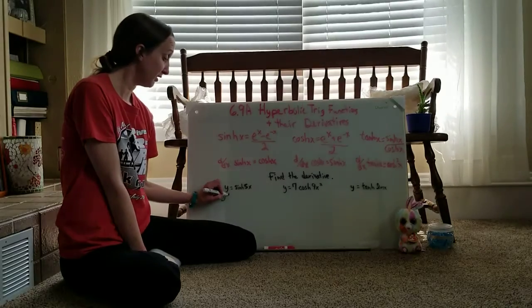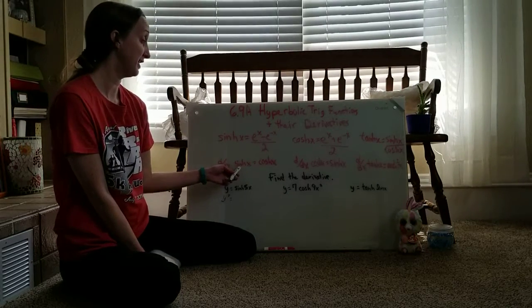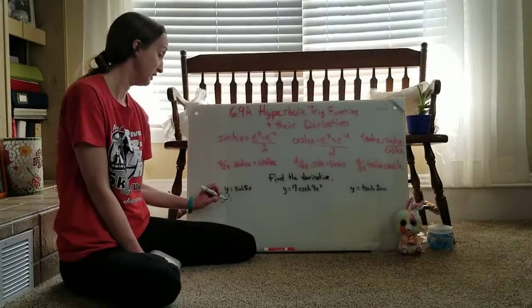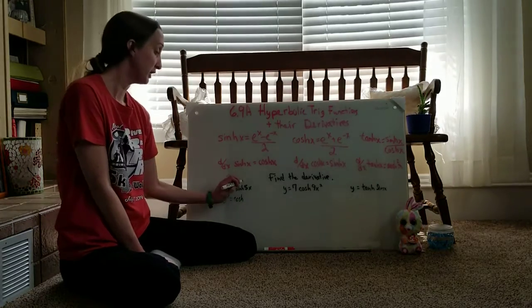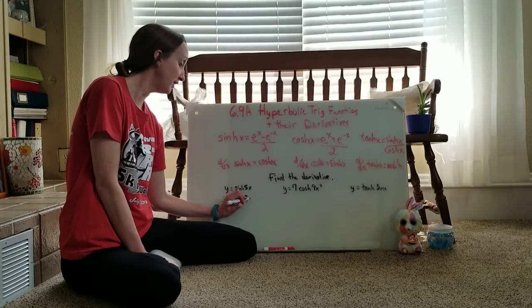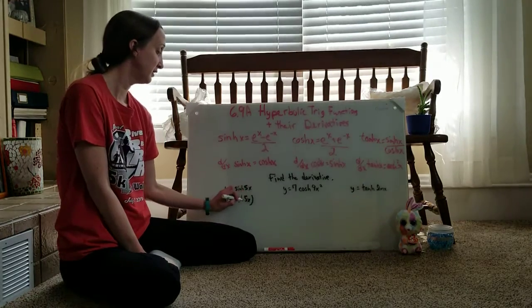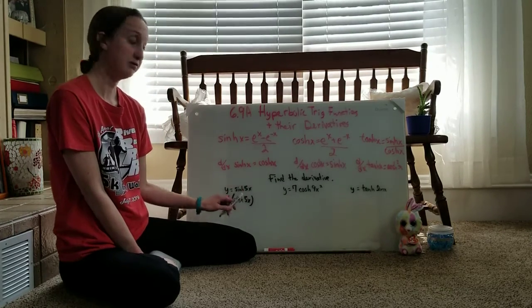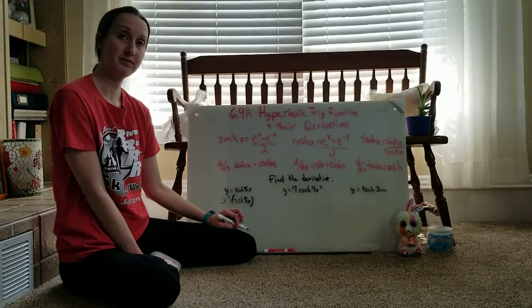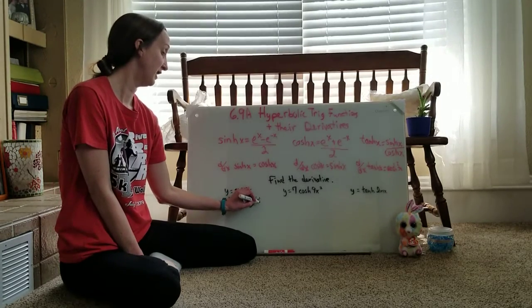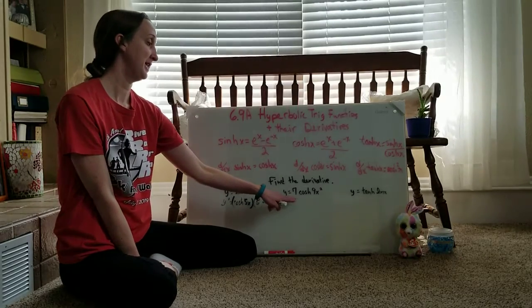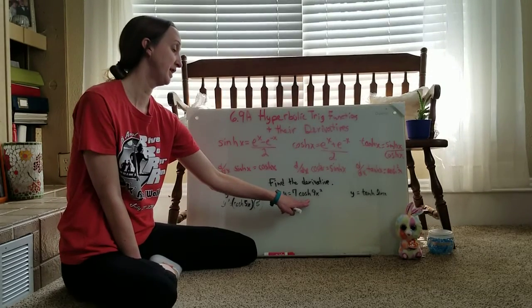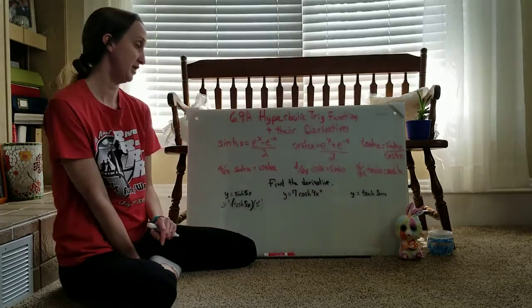I'm going to consult my rule up here. The derivative of hyperbolic sine is hyperbolic cosine. As with every chain rule problem, we're going to keep the quantity of 5x. But since it's chain rule, we need to do the derivative of the quantity. The derivative of 5x is 5. And there's your answer.